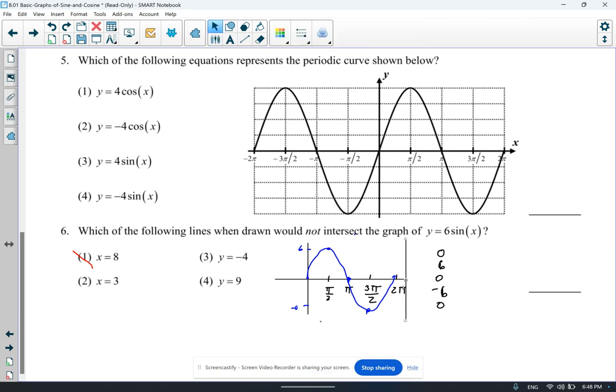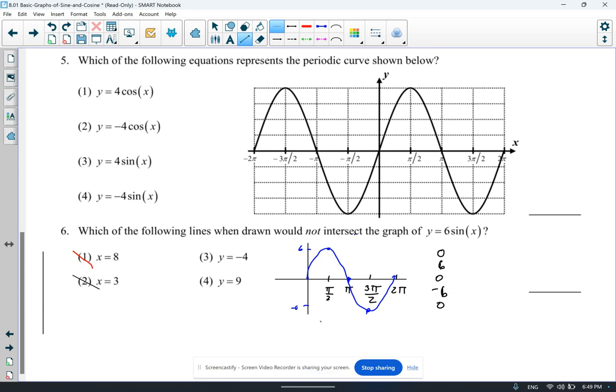x is equal to 3 is just that same vertical line, and it would be a little to the left of pi because pi is 3.14. So that doesn't seem to be the answer. And again, x is equal to something is a vertical line. Let me see if I can get this line out of the way. Actually, can I make it horizontal? I'll just draw another line. Okay, so we know that those two are not the answer.